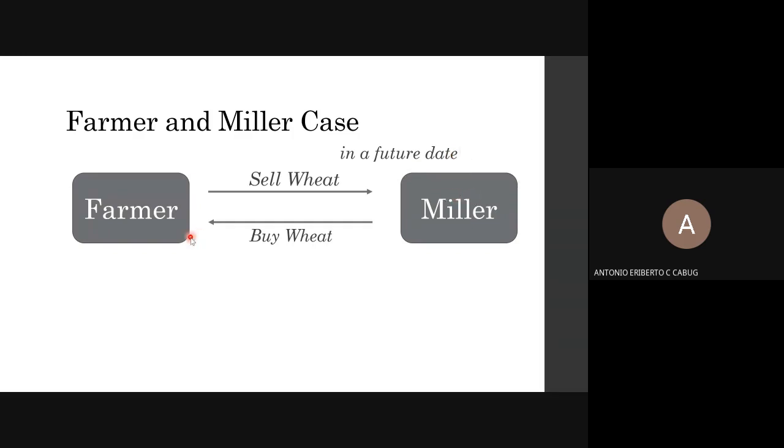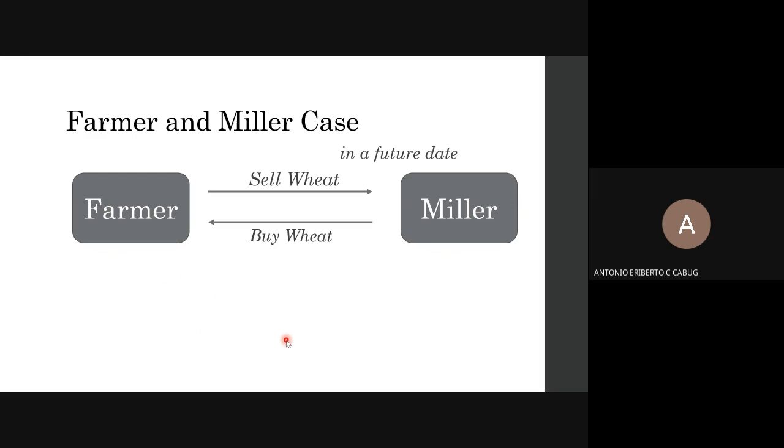However, they are now both worried because, of course, their livelihoods are at stake. If during the time of harvest prices go up, the miller will be at a disadvantage. When at the future date, the harvest date, the prices go down, the farmer will be at a disadvantage. So the problem is, if this will take 3 months, 5 months, both of them cannot sleep at night. They can't sleep. They worry, what if I lose too much?